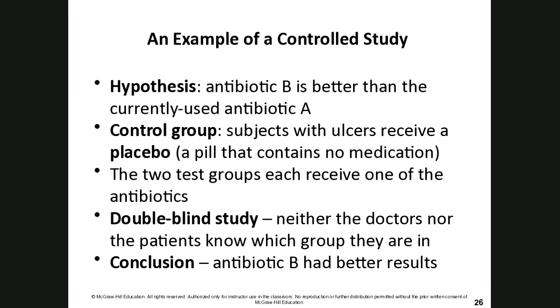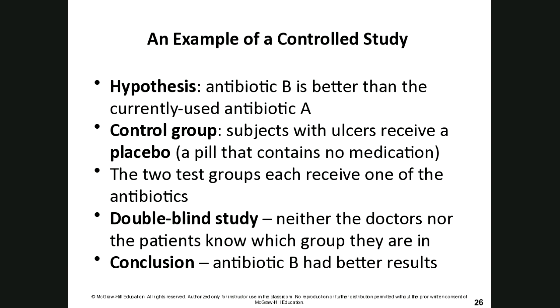So here's a really good example of a controlled study. We have the hypothesis that one antibiotic is better than the other one. The control group, with ulcers, is going to get the sugar pill or the placebo. Remember, the control group doesn't have anything that happens to them. Then we have our experimental group that is going to get the new antibiotic. The two test groups receive one of the antibiotics.